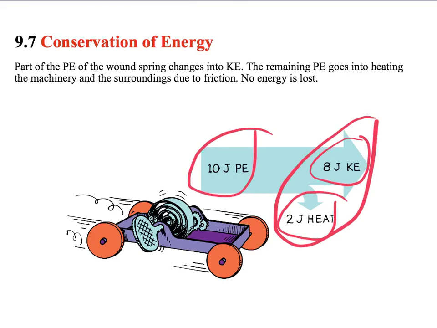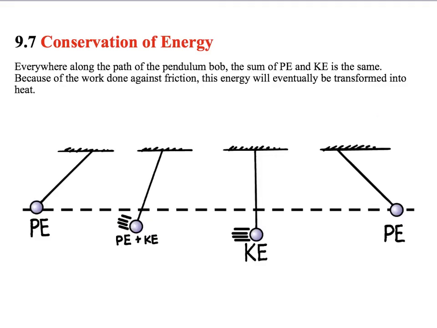Here's an example of a pendulum. If you pull the pendulum bob back and hold it, it has potential energy. As you let it go, it loses potential energy and gains kinetic energy. At the very bottom of its path, it's all kinetic energy. Then it goes back to the other side and ends up with some potential energy. If there were no friction, this would just keep going back and forth. It would gain kinetic, lose potential, then lose kinetic, gain potential.